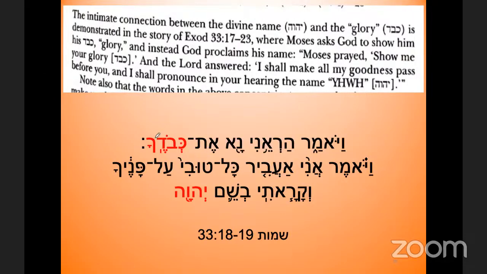All right, so the intimate connection between the divine name, Yud Vav He, and glory, kavod, is demonstrated in the story of Exodus 33:17, when Moses asked God to show him his glory. So Vayomar Har'eni na et kevodecha. So, and he said, show me, please, or now, your glory, kevodecha. The cha on the end is the second masculine, singular you. And then kevodecha. So kevod.